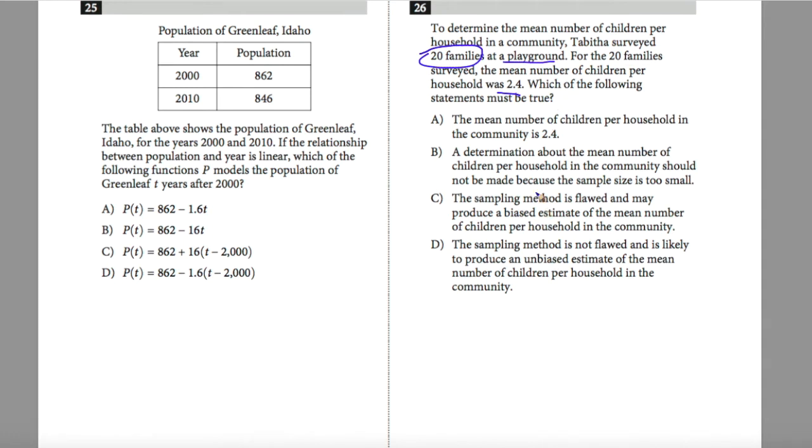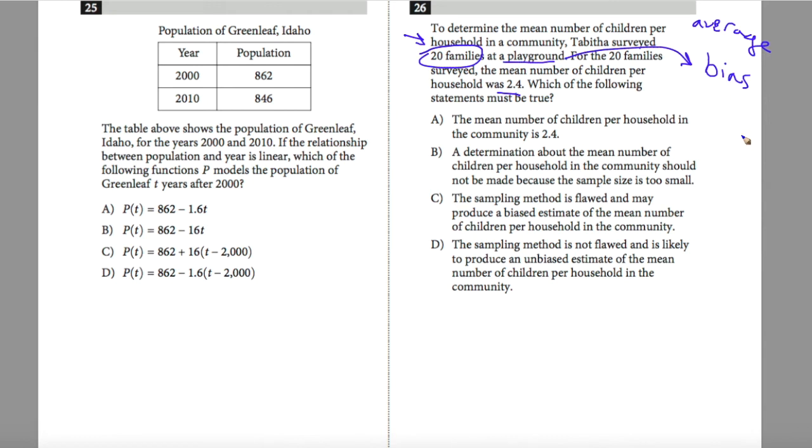Well, before I even read these statements and get lost in the answer choices, let's think about how she conducted her survey. To determine the mean number of children per household. So she's attempting to figure out what is the average number of children per household, right? And yet she's going to a playground where she knows children will be. That seems a little biased or a little flawed, right? The fact that she's going to a playground means that there's bias.